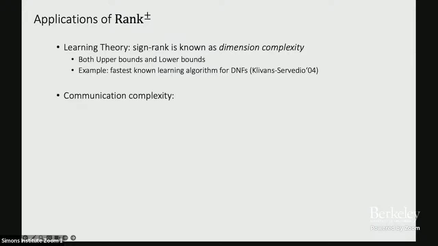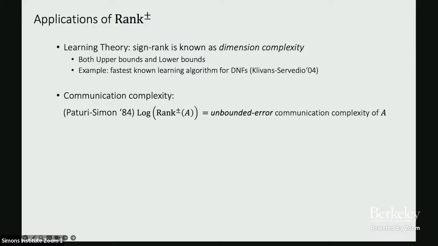In communication complexity, it's a crucial concept. Why? Because it turns out that the log of the sign rank is exactly the unbounded-error communication complexity of A. This is a model where you look at randomized communication complexity, but you just want to beat a pure random guess, which has error half. You just want error strictly less than half. I'm not going to define communication complexity, because if you don't know it, it doesn't matter for the motivation, and everything will be fine without it. But if you know it, it's just extra motivation.